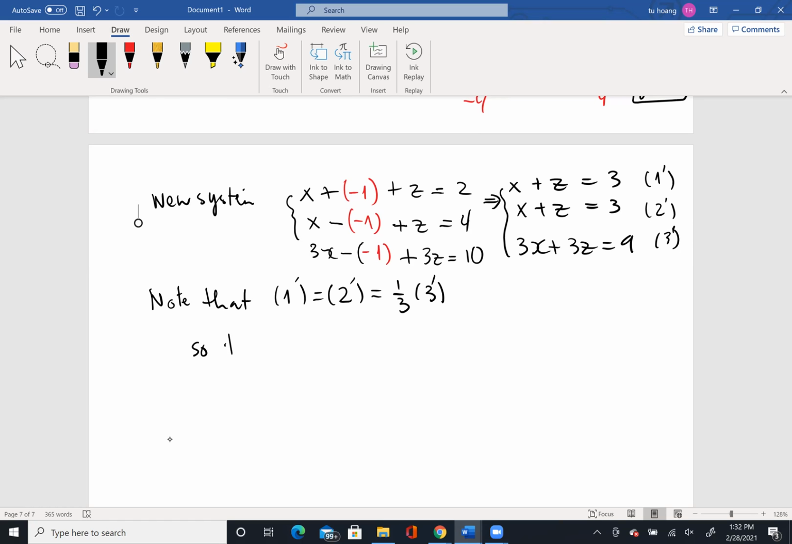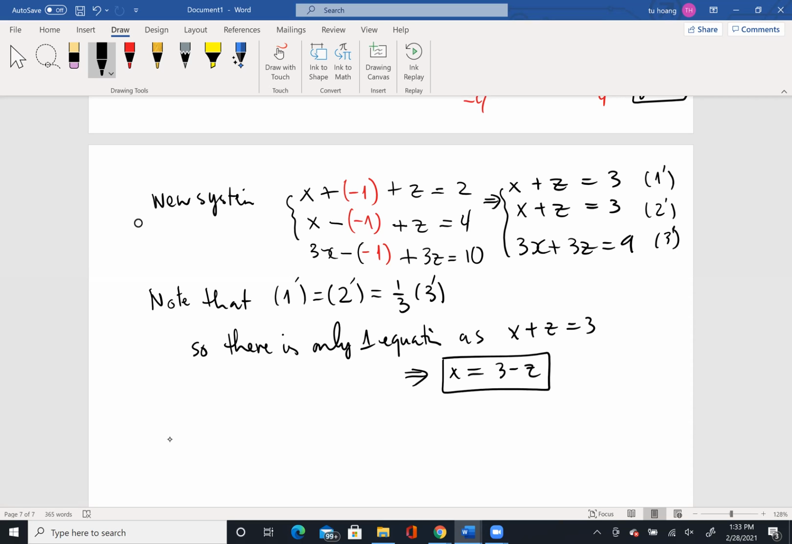there's only one equation from these three equations: x plus z equals 3. Because if you multiply both sides of this one by 3, you're going to get 3x plus 3z equals 9. So you just keep it as x plus z equals 3. And then you solve for x in terms of z, you get x equal to 3 minus z.